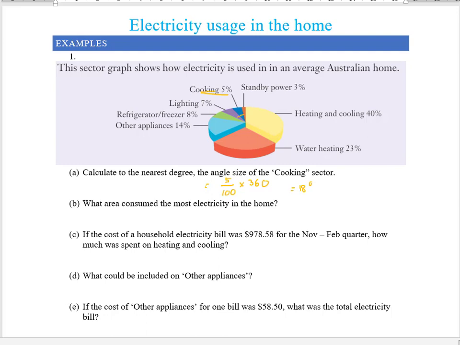So what is the area consumed by most electricity in the home? Well, this is simply just by looking at the graph. Which one is the most? It's heating and cooling. So that's an easy one.